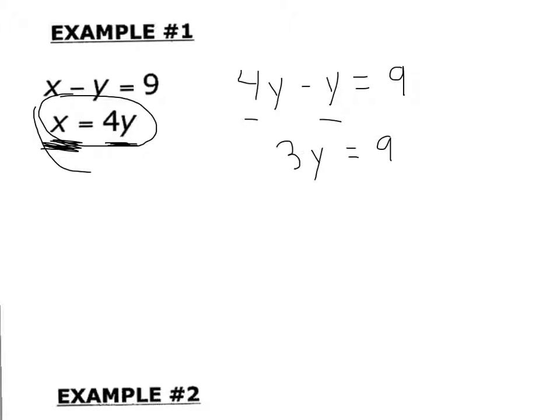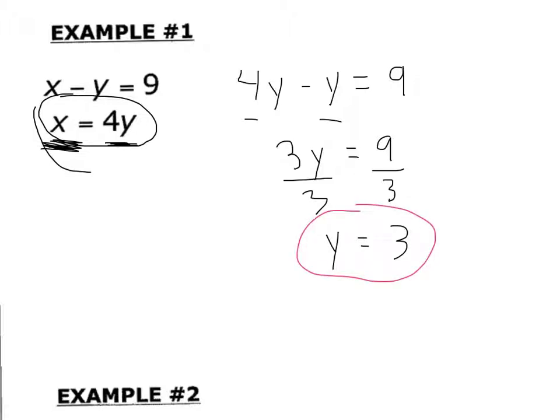Okay, and then we have 3y equals 9. We're going to divide each side by 3. And we have our first part of our solution, y equals 3.